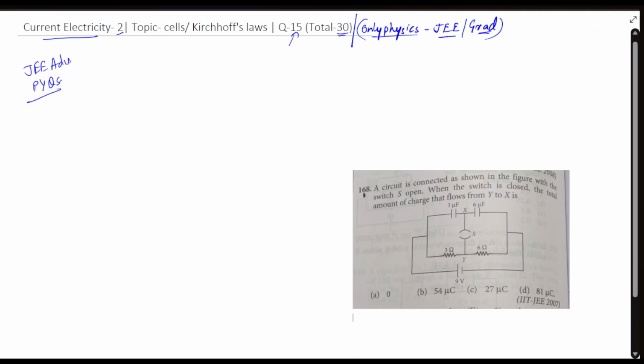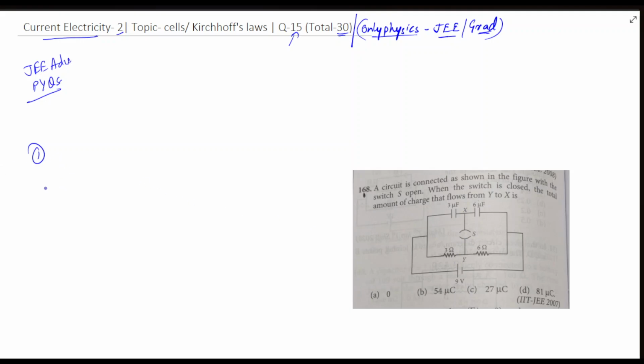A circuit is connected as shown in the figure with switch S open. When the switch S is closed, find the total amount of charge that flows from Y to X. So how do we find how much charge has flown? Initially we'll find the charges on these capacitors, and finally, after the switch is closed, we'll find the charges on them again. By computing these charges, we can calculate the amount of charge flown from Y to X or X to Y, right?